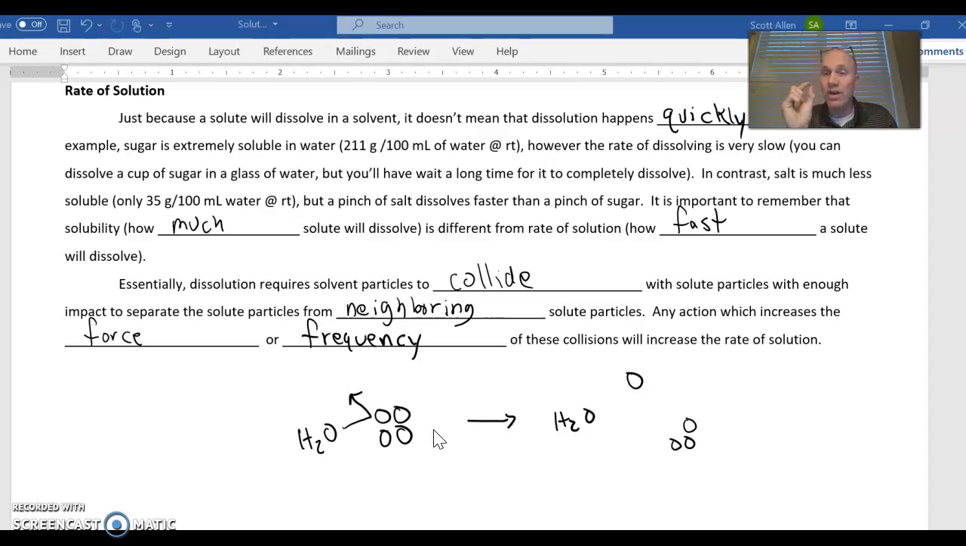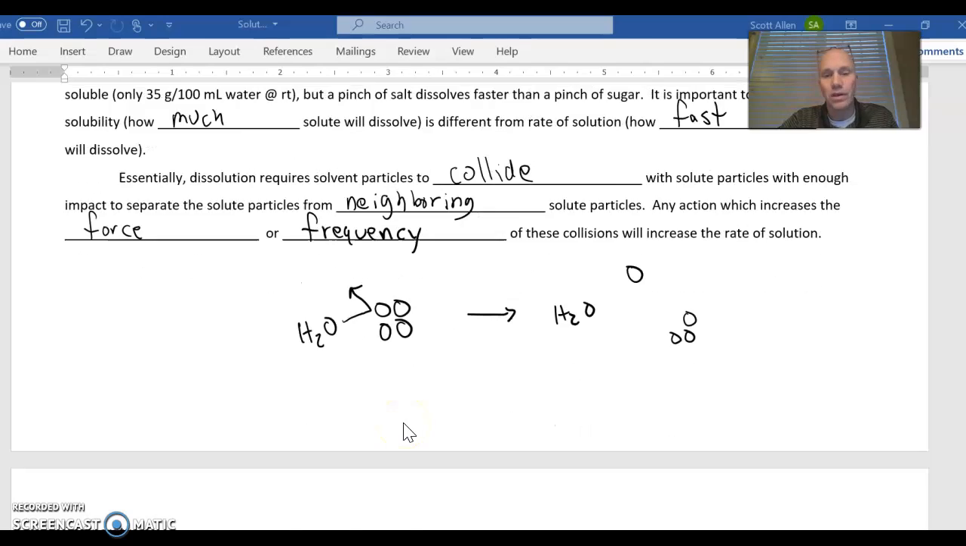If you've got a crystal of sugar, remember, all those sugar molecules are bound to each other. It's not a chemical bond, it's actually through hydrogen bonding, but still, they're going to naturally want to stick to each other. So for them to dissolve, something has got to dislodge them from their neighbors. Anything that increases the force that the solvent molecules are colliding with the solute particles will increase the rate of solution, or anything that increases the frequency of these collisions should speed up this rate.